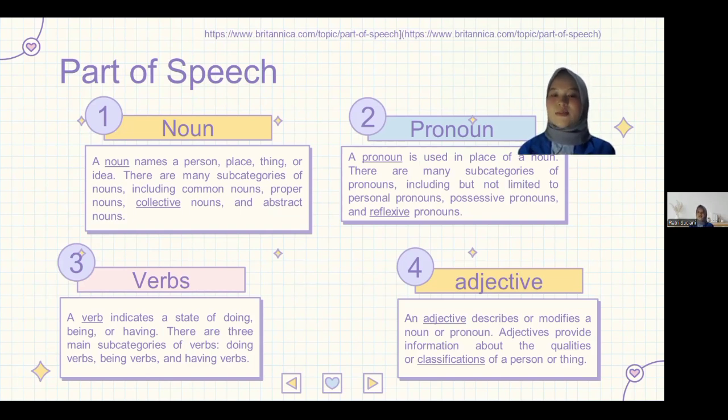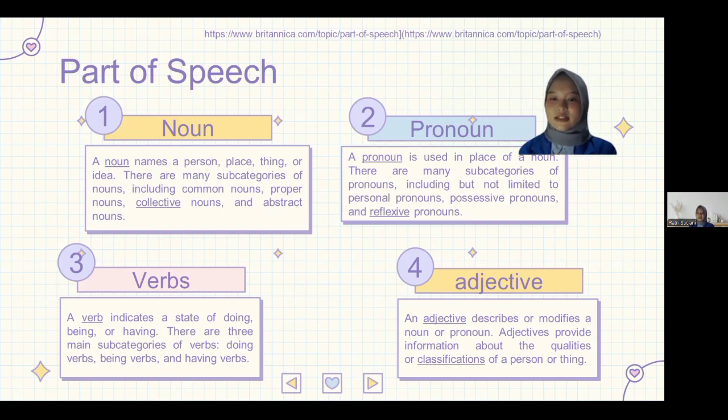Number 2 is pronoun. A pronoun is used in place of a noun. There are many subcategories of pronouns, including but not limited to personal pronouns, possessive pronouns, and reflexive pronouns. Number 3 is verb. Verbs indicate a state of doing, being, or having. There are 3 main subcategories: doing verbs, being verbs, and having verbs.